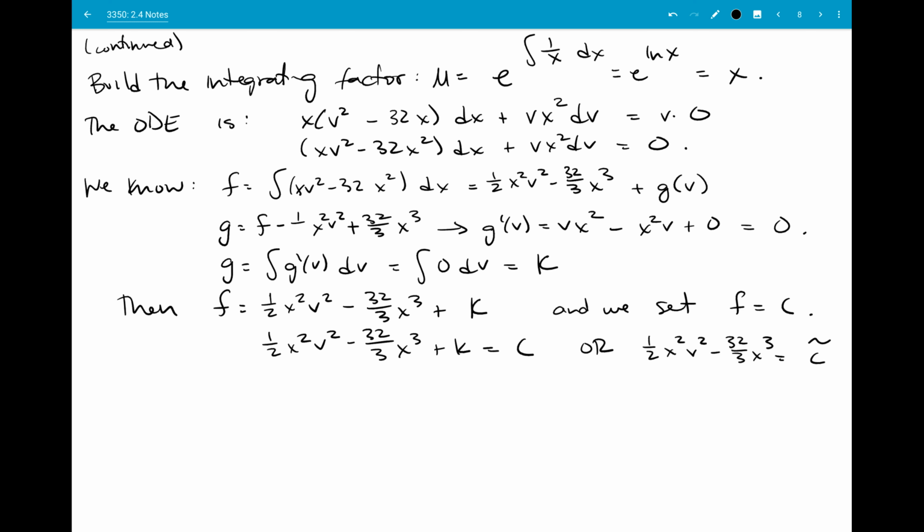And so it doesn't matter if you do or don't remember to add an unknown constant when you take this indefinite integral of g prime of v to find g. All that matters is that you make sure you combine everything at the end so you only have one unknown constant. I'm going to say right here: make sure you only have one unknown constant.